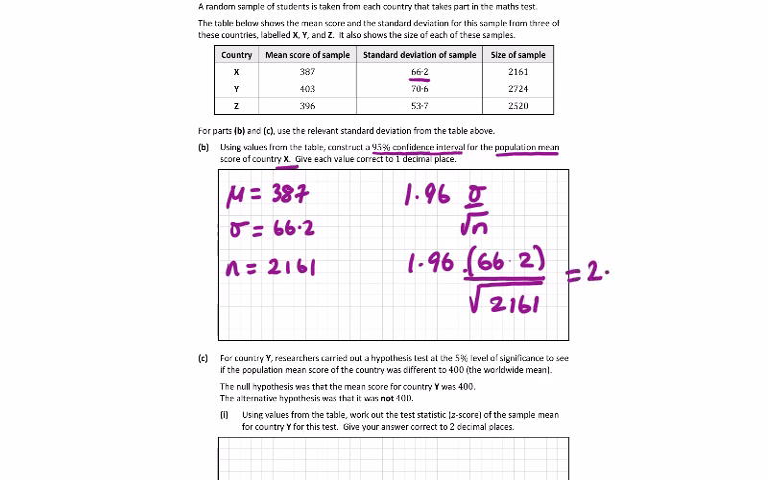Just double check that: 2.7911, so 2.8, 1 decimal. So the confidence interval will be, well, 387 is what we found. And the values are going to have to be between, if we add 2.8, 389.9, and if we take away 2.8, we get 384.2 for the confidence interval for X.